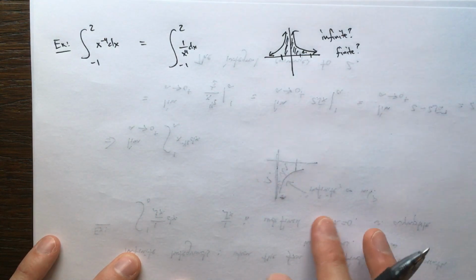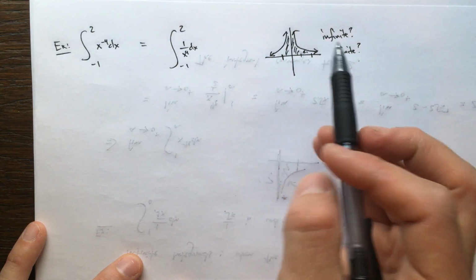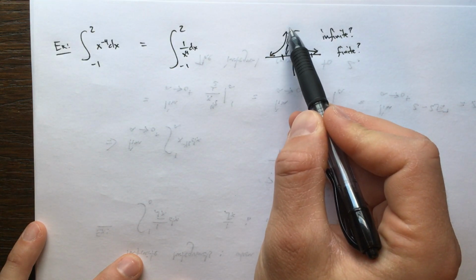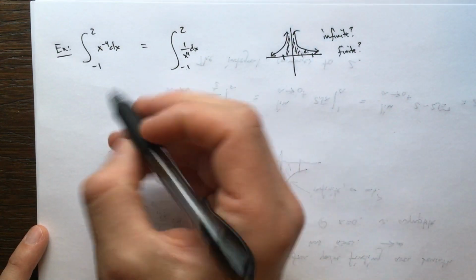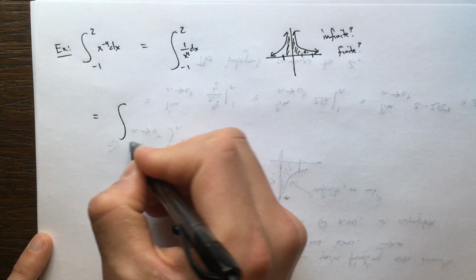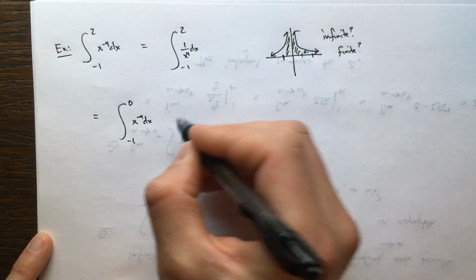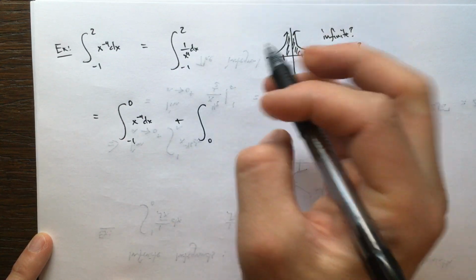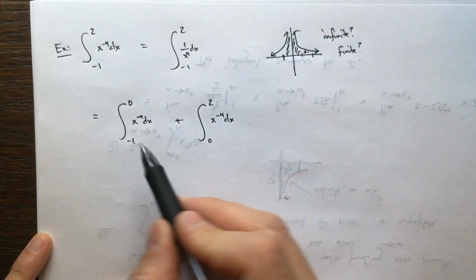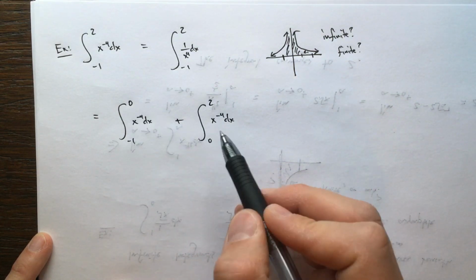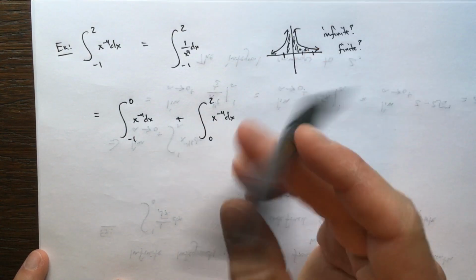So to do that, I need to actually break this up into 2 integrals because I need to have one of my limits be that problem area. So I'm going to say that this should be the same as the integral from -1 to 0 of x to the -4th dx, plus the integral from 0 to 2 of x to the -4th dx. So I have just gone now from -1 to 0 and then 0 to 2. So I'm finding this integral and this integral separately.